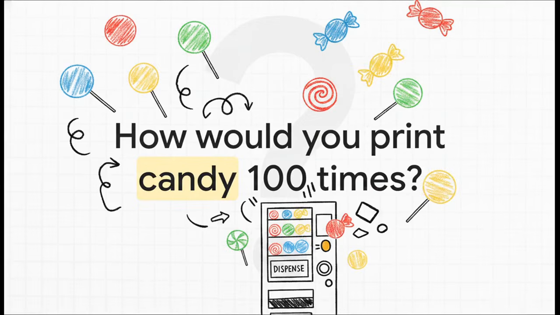To kick things off, I want you to picture this. Imagine you're writing the software for a digital vending machine, and a user presses a button asking for 100 candies. Take a second and really think about it. How would you actually code that action?